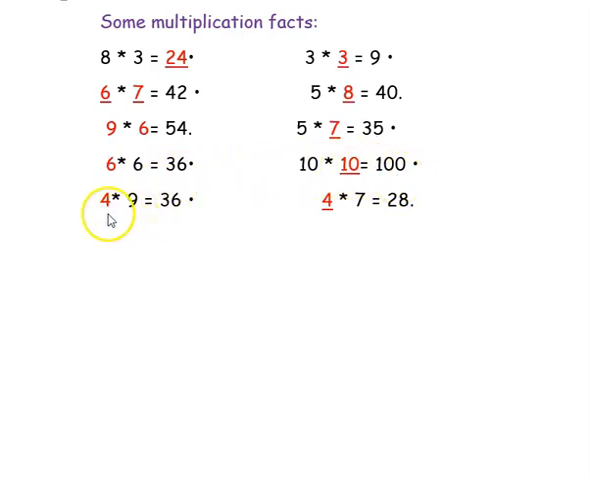So the next question is dash into 9 is 36. So if 9 is repeated dash times, you will get 36. You know that if 9 is repeated 4 times, then you will get 36. Or if 4 is repeated 9 times, then you will get 36. So we can write 4 into 9 is 36. Next question is dash into 7 is 28. So 7 is repeated how many times to get 28? So if 7 is repeated 4 times, then you will get 28. So you can write 4 into 7 as 28.